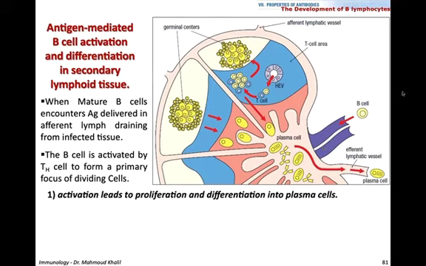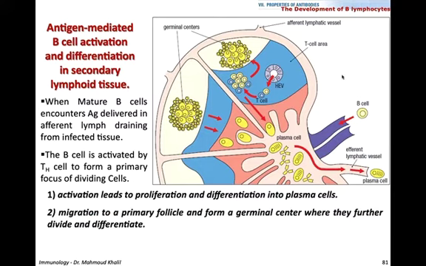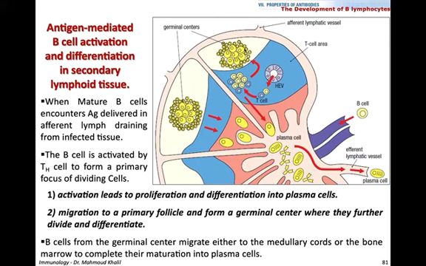So this activation, by the T helper cells and the exposure to the antigen, leads to the proliferation and differentiation of these mature B cells into plasma cells. And it leads to the migration, as we said from the figure, to a primary follicle, and then to the formation of a germinal center where they further divide and differentiate. The B cells from this germinal center migrate either to the medullary cords or the bone marrow to complete their maturation into plasma cells.